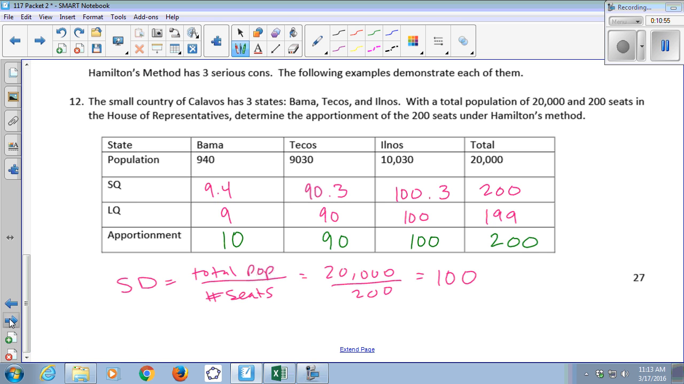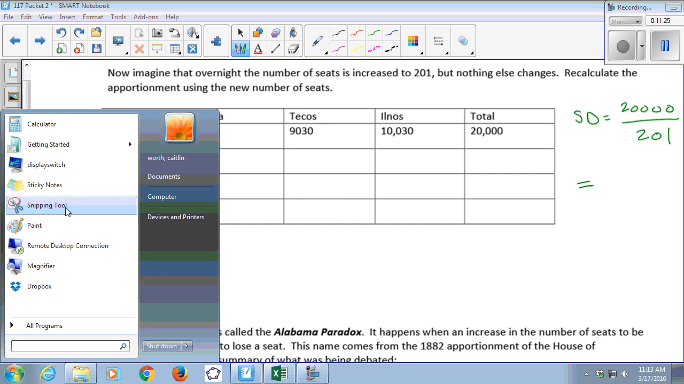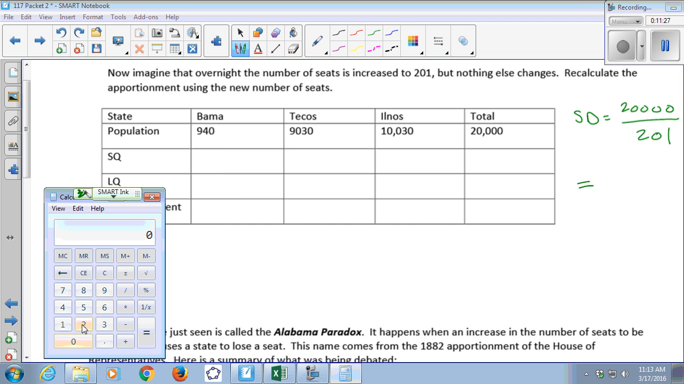All right, so let's see what happens now. Now imagine that overnight, the number of seats increases to 201. We're going to have one more seat in the House of Representatives. I want to recalculate the apportionment using the new number of seats. Again, Hamilton's method. So my standard divisor is now 20,000 divided by 201. So now I'm going to need a calculator because this is not going to be as nice.